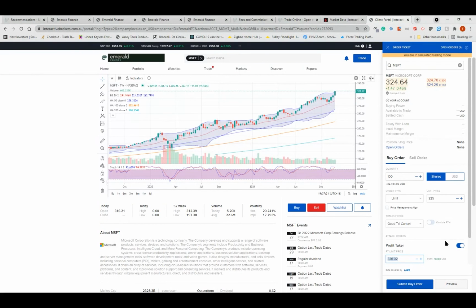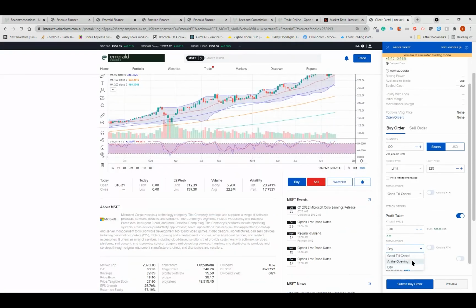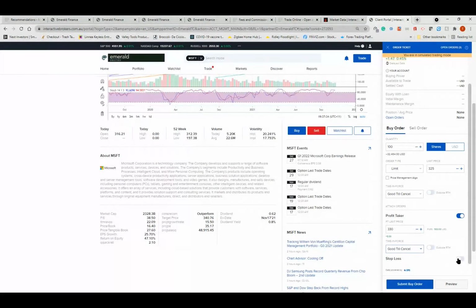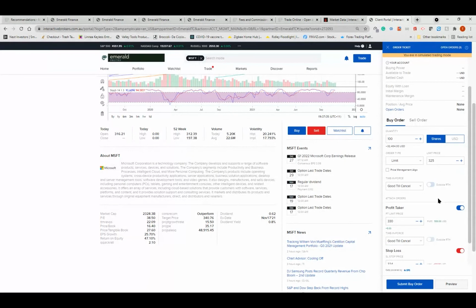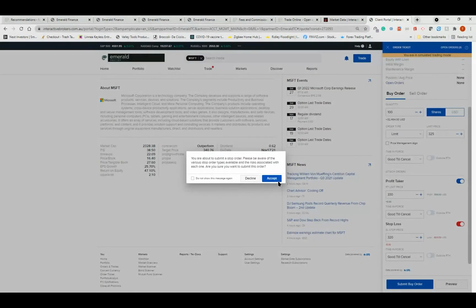All right. So let's just say I'm happy if the stock went to $330, which means I make a 500 USD profit. I'm happy to take that profit. Okay. I want that profit taker to go in until I cancel that profit taker order. And then if I want to place a stop, well, let's just say I don't want to lose any more than 500 USD on this. Then I would place my stop order in at 320. Once again, good to cancel, submit buy order. Okay.